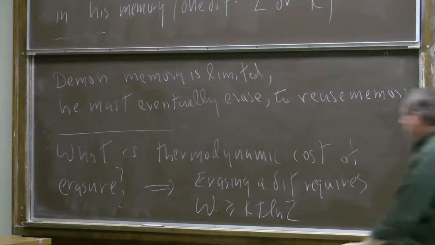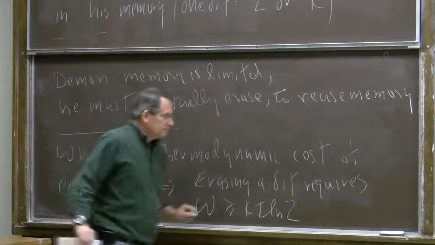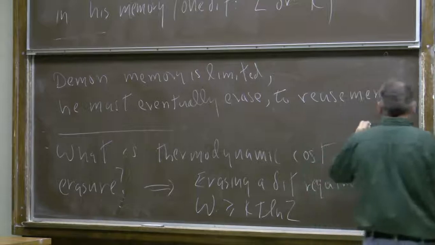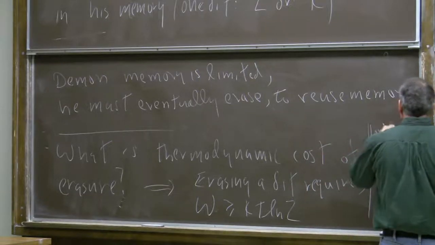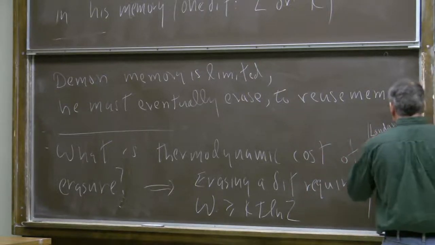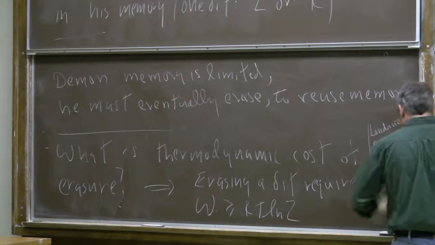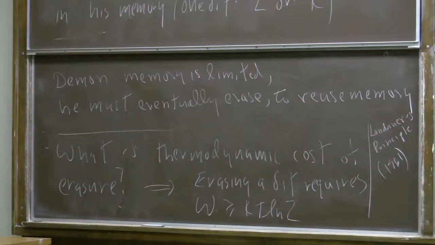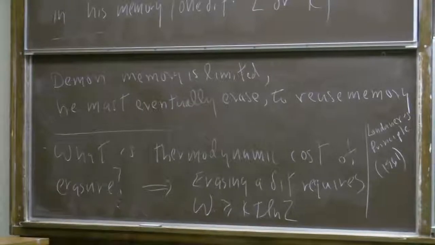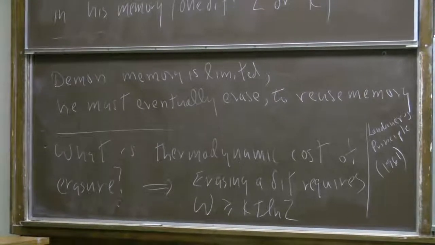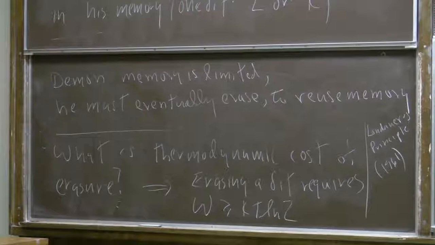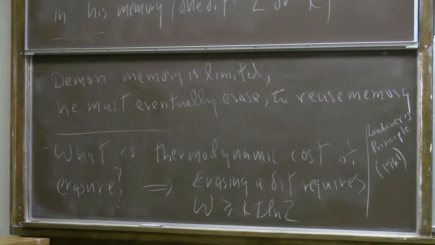Okay, so the question is why? So this is called Landauer's principle. Stated in 1961. So this guy didn't resolve the problem? Well, he didn't specifically discuss Maxwell's demon.